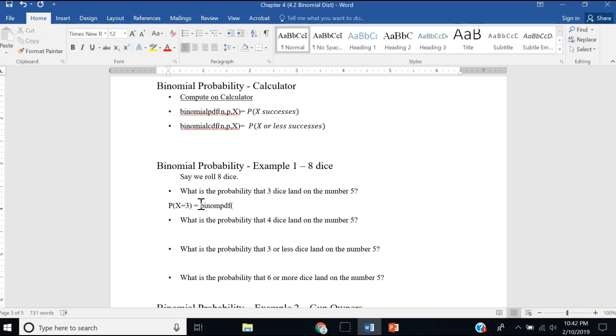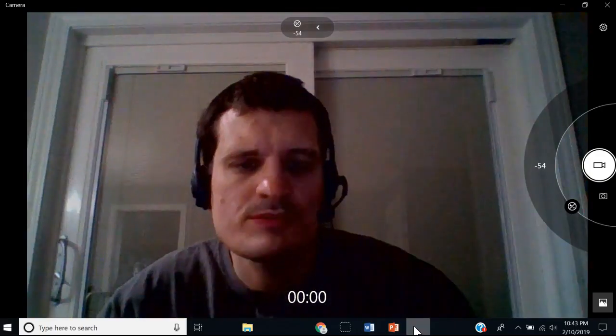N. Remember we said N is 8. We're rolling 8 dice. Probability of success is 1 in 6. So you can just type in on your calculator 1 divided by 6. You don't have to put a decimal. And then we're looking for exactly 3 successes. So it's going to be binomial PDF 8, 1/6, 3. Now let's turn to our calculator and see how that goes.